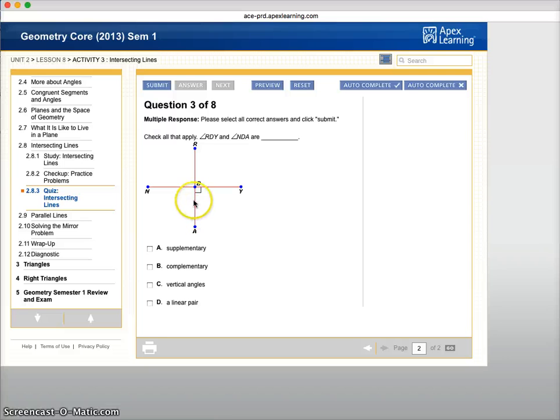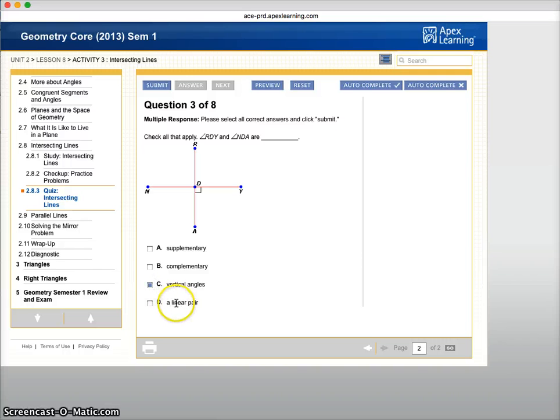Here, even though this has right angles, it doesn't matter. It's still the same basic principle. I've got RDY and NDA. They're straight across from each other. They share a vertex, and they're mirror images of each other. So they are at the very least vertical angles.